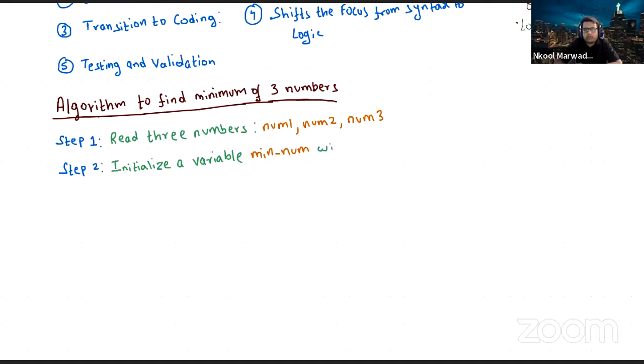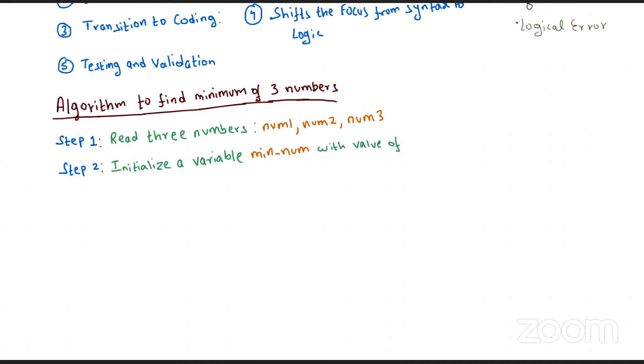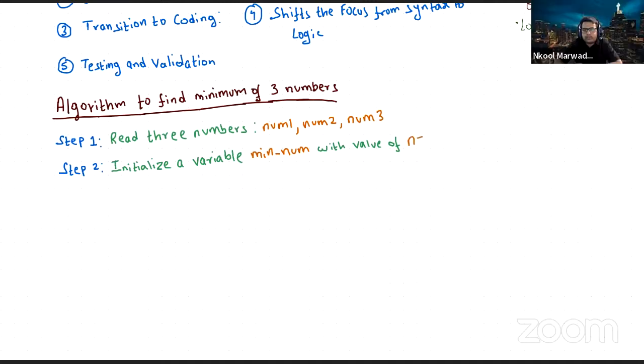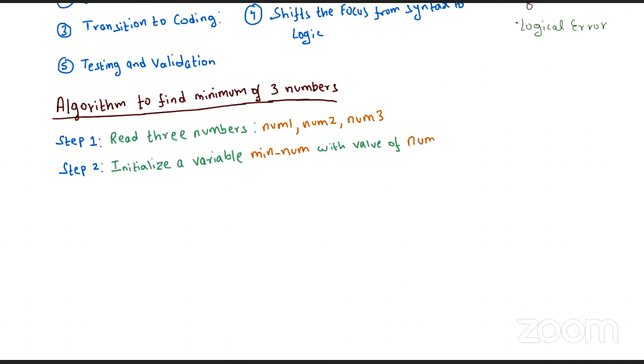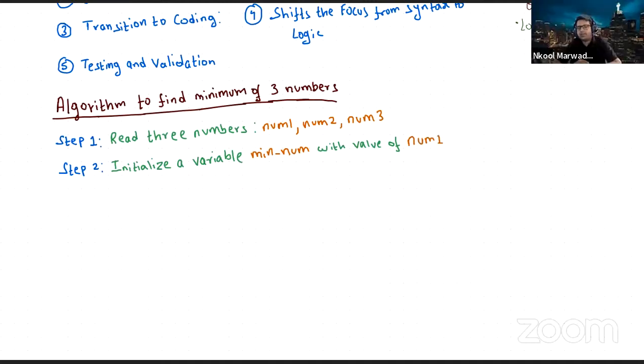With value of num. So we are assuming that the first number is the minimum number. Now that first number has to prove itself, because we are just making a guess. I think num1 can be the minimum number, so I have said that min num is equal to num1. Now num1 has to prove it, so we will be doing some tests.